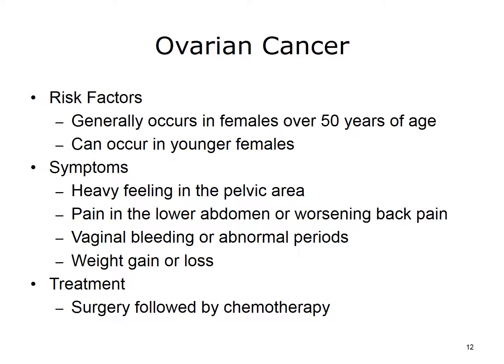Symptoms include a heavy feeling in the pelvic area, pain in the lower abdomen, bleeding from the vaginal area, weight gain or weight loss, abnormal periods, and unexplained back pain that worsens over time. Treatment is usually surgery, followed by chemotherapy.